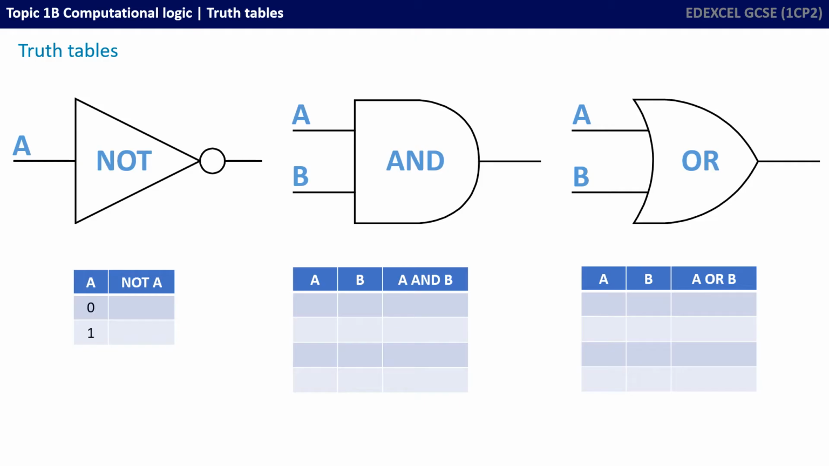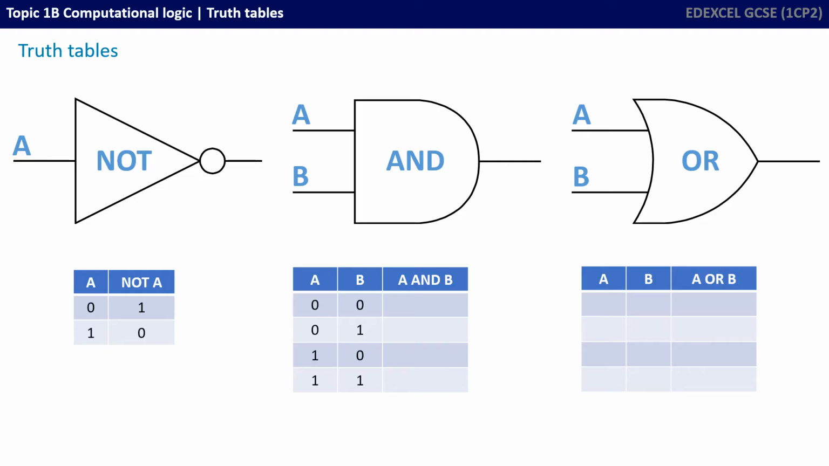There can only be two possible inputs if we've got a single input, and that's a 0 and a 1. We know that if we input a 0, the output is 1. And if we input a 1, the output is 0. So that's the truth table for a NOT gate, showing all the possible inputs and outputs.